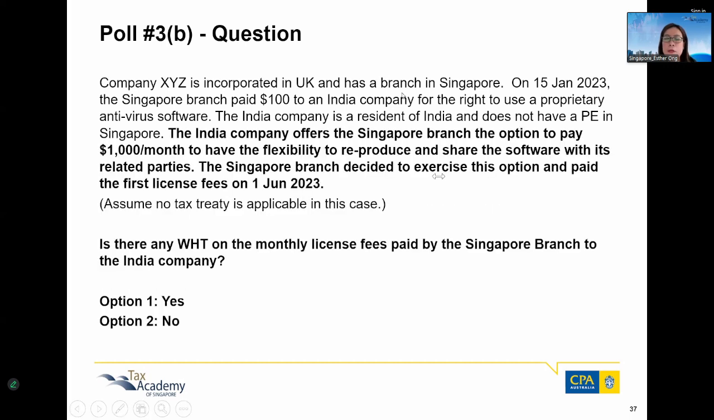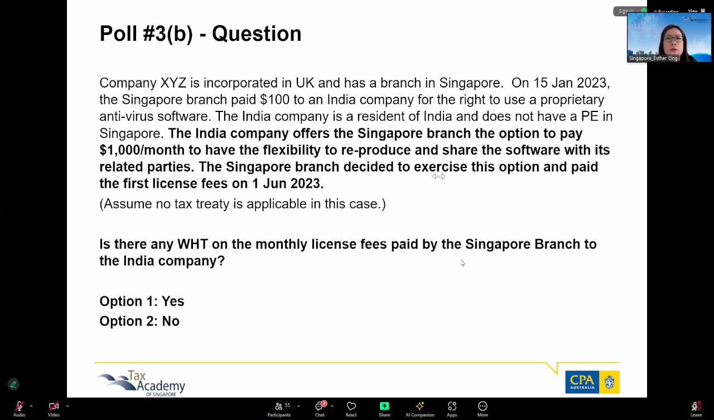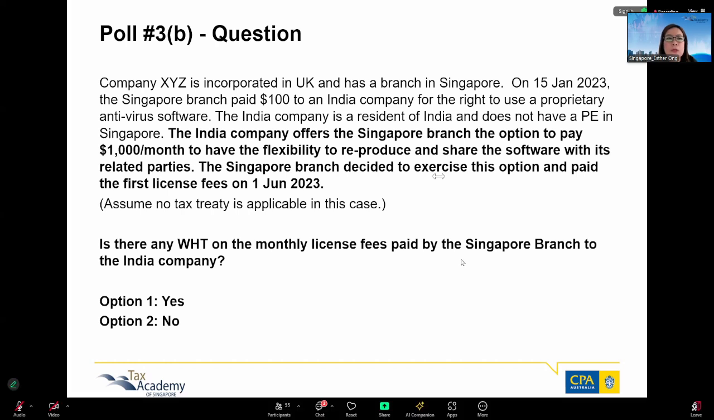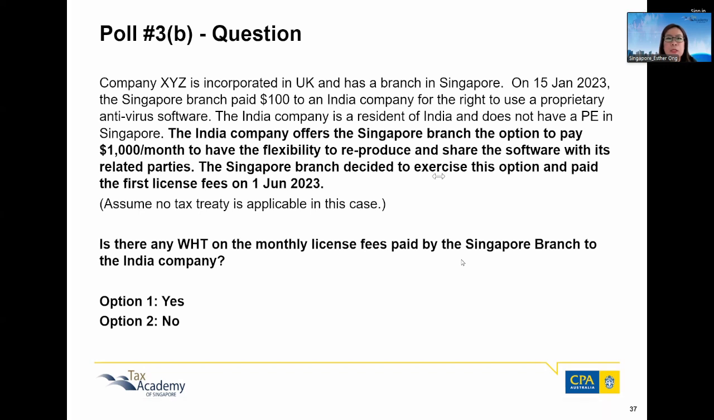Okay, let's try another question. In this case, it is the same question as just now, except that now the India company offers the Singapore branch the option to pay $1,000 a month to have the flexibility to reproduce and share the software with its related parties. The Singapore branch decided to exercise this option and paid the first license fees on 1st June 2023. Is there any withholding tax on the monthly license fee paid by the Singapore branch to the India company? Option 1, yes. Option 2, no.